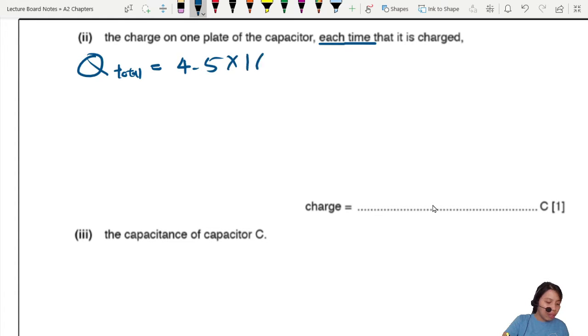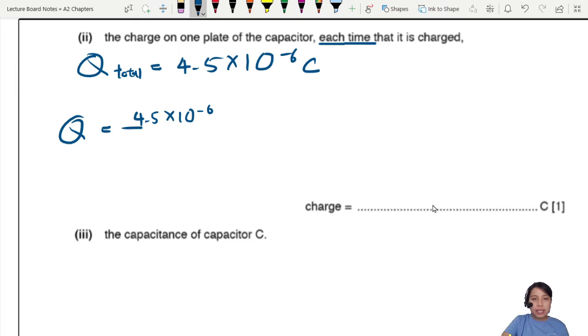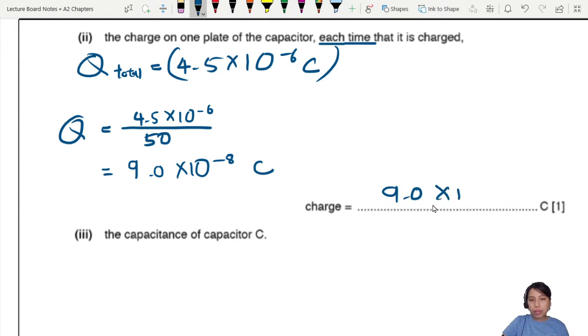So if Q total is 4.5 times 10 to the negative 6 coulomb, each time that will be Q stored on each plate. That will be 4.5 times 10 to the negative 6 divided by 50, because you already discharged 50 times, then the total adds up to be this. So this one will give you 9.0 times 10 to the negative 8 coulomb. So you write here 9.0 times 10 to the negative 8. Now in 1 mark also, so A1.